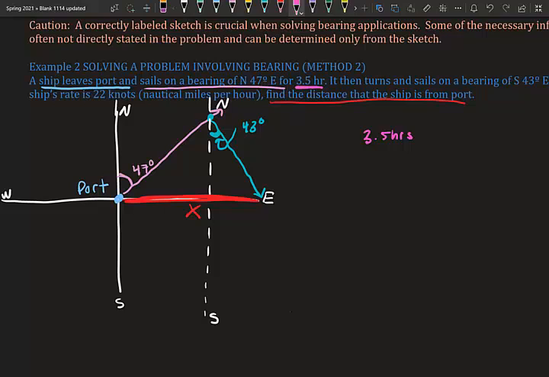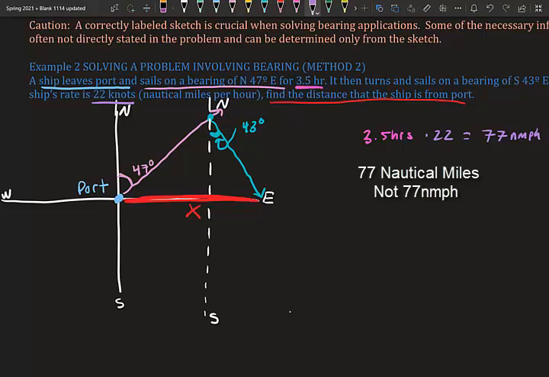And we're doing it for 22 knots. So that's how fast we're going. So 3.5 hours times 22 knots, and we get 77 nautical miles. So here to here was 77 nautical miles, because we knew how long they were going and how fast they were going.